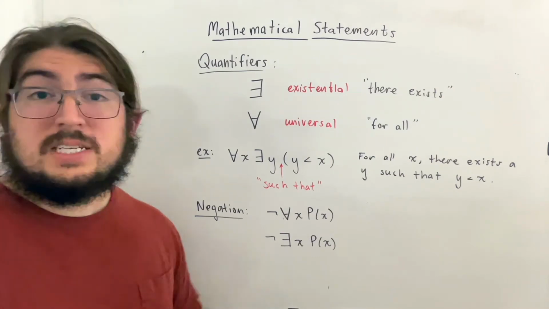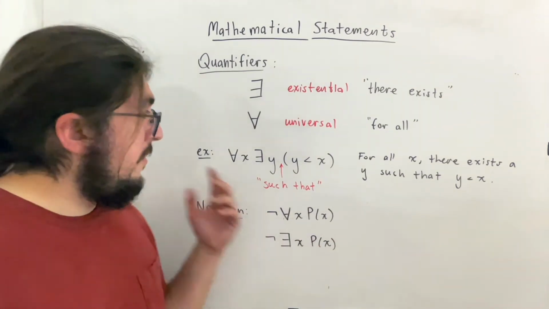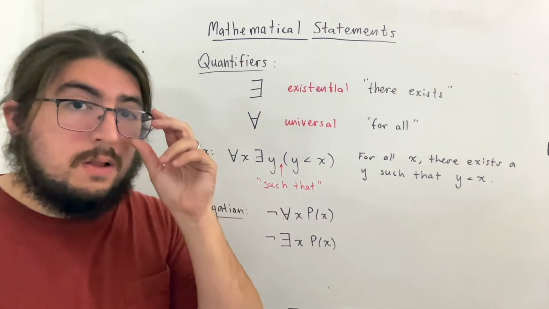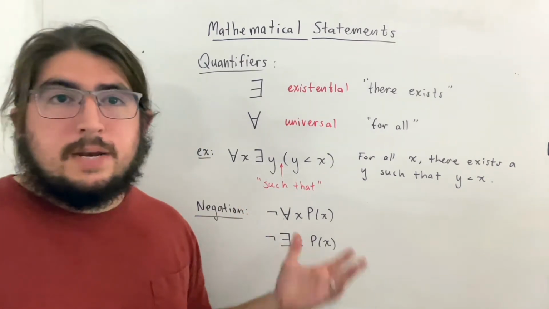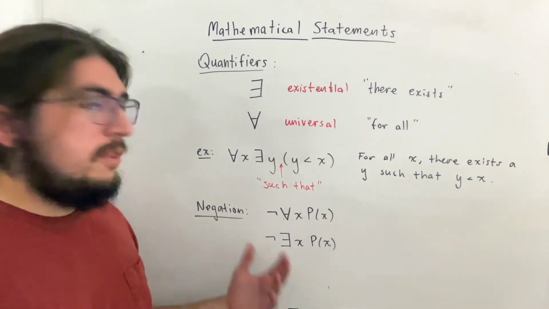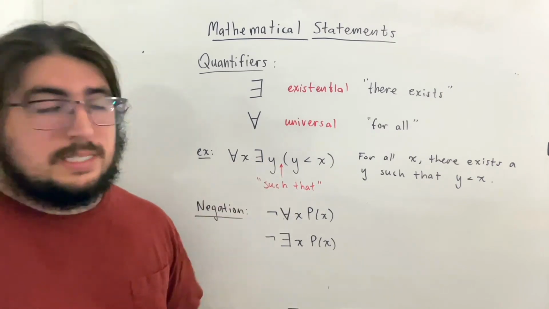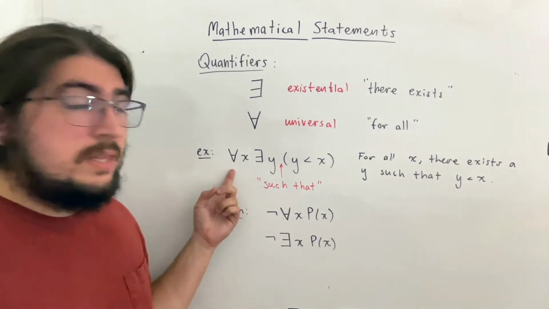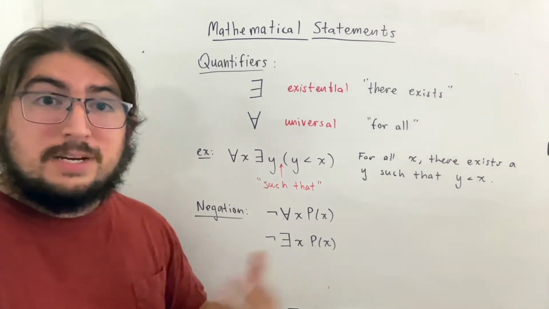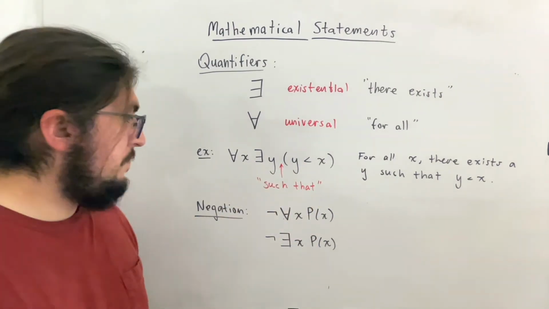And in fact, even if x and y are integers, this is true. For any integer you can think of, there is always some integer smaller. Like think of a random integer like 32. 30 is less than 32. Think of another random integer like negative 40. Negative 45 is less than negative 40. So for any integer you can think of, there exists one that is smaller. So this is definitely a true statement.